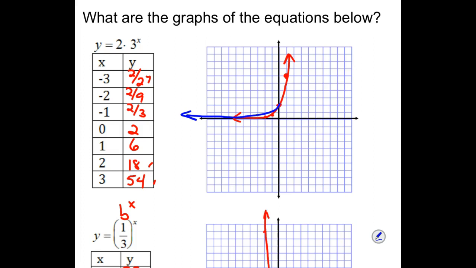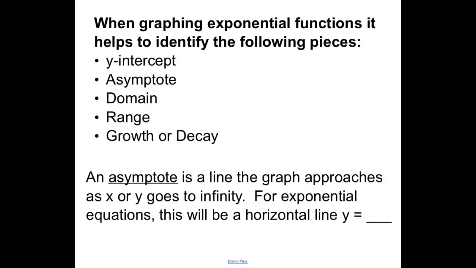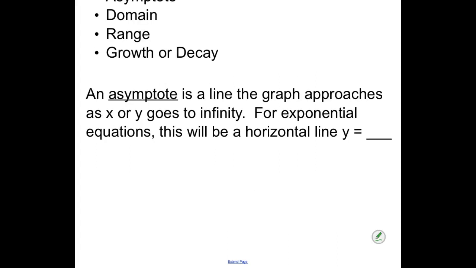Okay? There are vertical asymptotes, but not for exponential curves. All right, they're always going to be a horizontal one. All right, and because it's a horizontal line, it's always going to be y equals something. So in those examples, what equation would we use for the x-axis? Y equals 0. Okay?